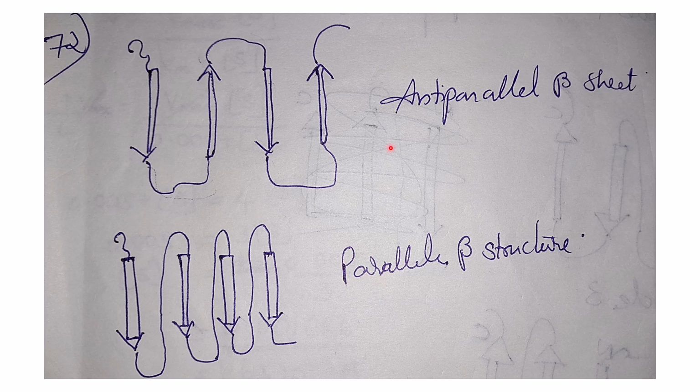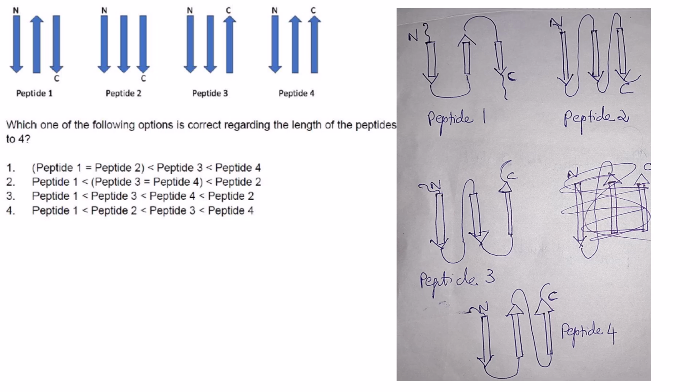So based on these two, anti-parallel and parallel, you can see that parallel beta strands usually require a longer sequence to connect due to their orientation in the same direction. Okay, so parallel beta sheets require longer loops to connect when compared to anti-parallel beta sheets. So now see the question.